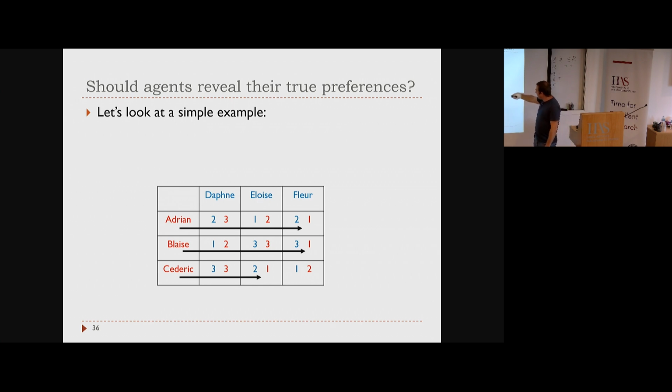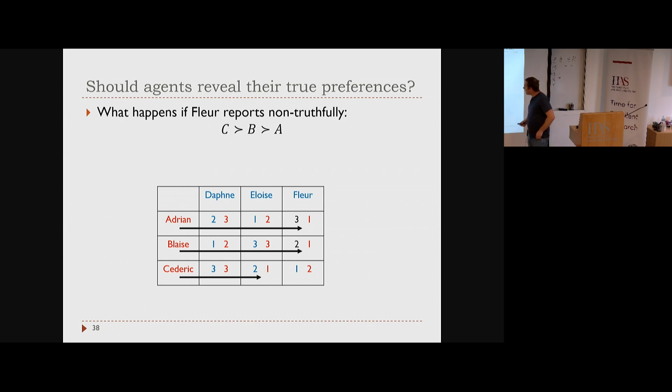Adrian and Blaze propose to Flor, and Flor needs to choose between them, and she chooses to reject Blaze, and Blaze proposes to Daphne, and that's it. That's what we get in this 3 by 3 example. But what happens if Flor decides that instead of reporting her true preference of preferring Cedric to Adrian to Blaze, she says that she prefers Cedric to Blaze to Adrian? She flips her preference between Adrian and Blaze, and reports a fake preference, one that she doesn't really have.